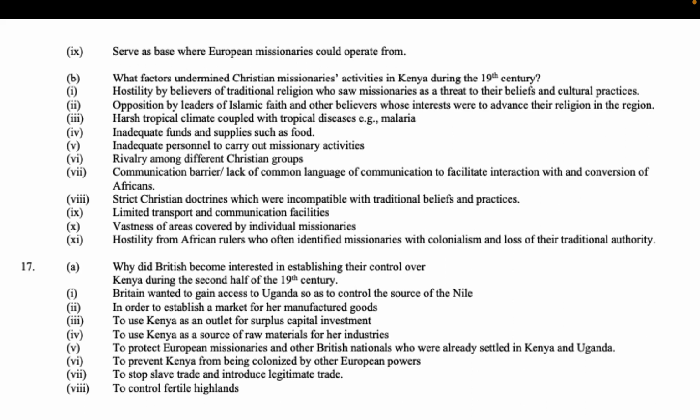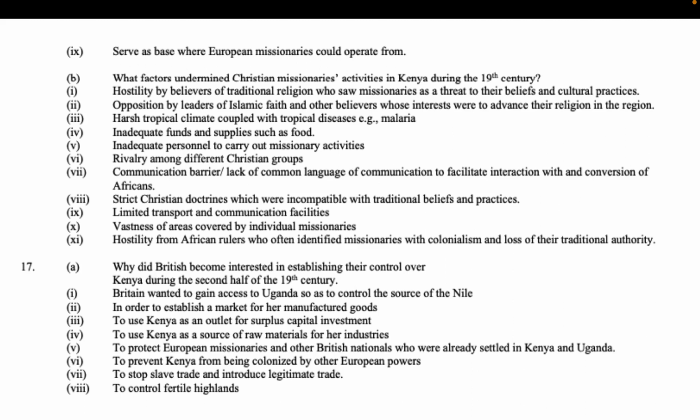To use Kenya as a source of raw materials for her industries. To protect European missionaries and other British nationals who were already settled in Kenya and Uganda. To prevent Kenya from being colonized by other European powers. To stop slave trade and introduce legitimate trade. To control the fertile highlands.